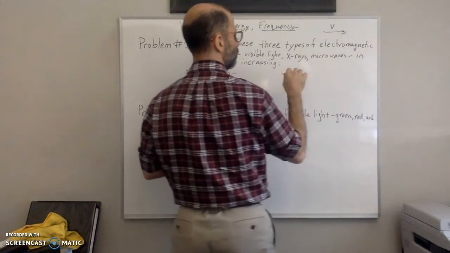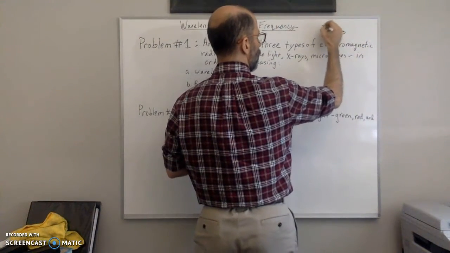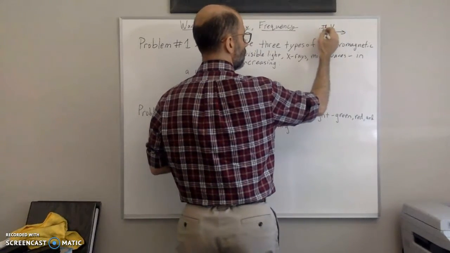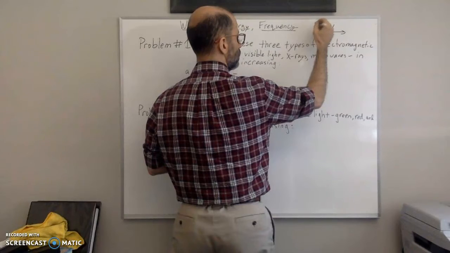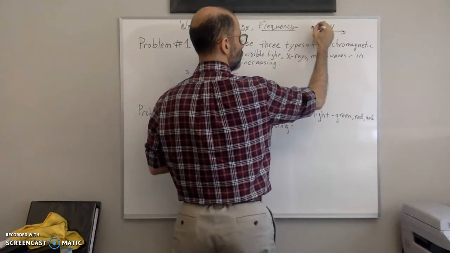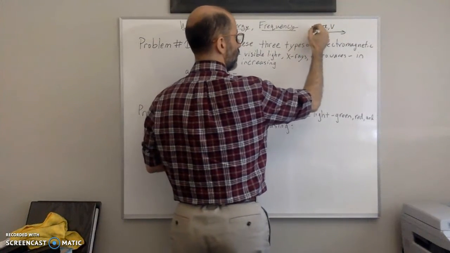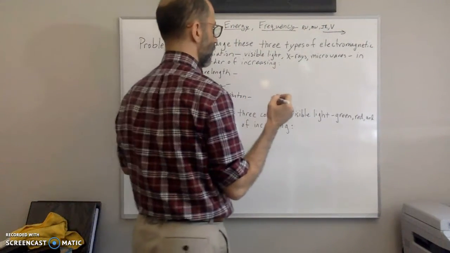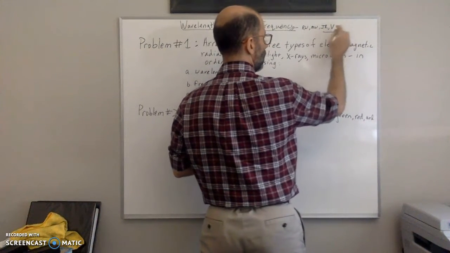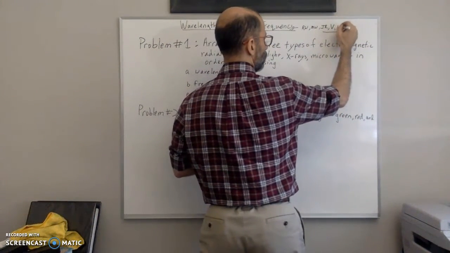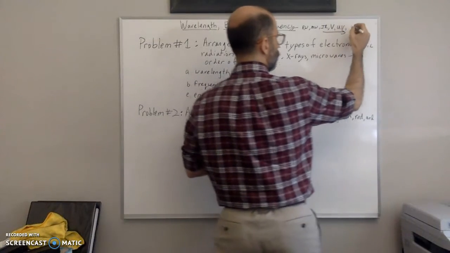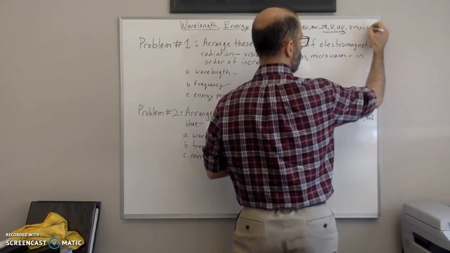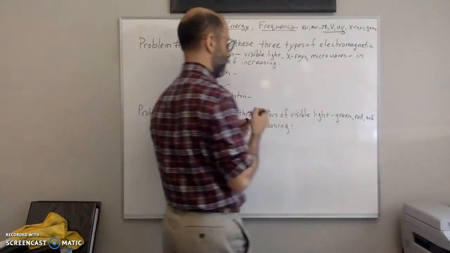So if we do decreasing wavelength, then we'll have infrared, IR, on this side, followed by microwaves, and then you have radio waves. And then on this side, after visible light, you'll have UV light, followed by X-rays, followed by gamma rays. Okay.